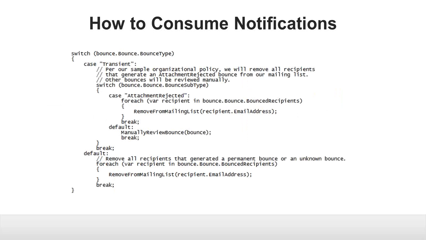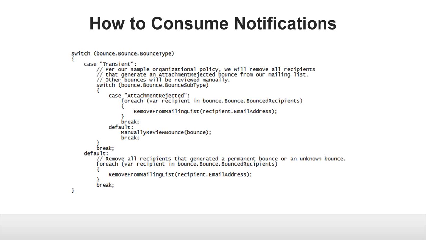I also want to quickly touch on how you should implement code for bounce handling. Amazon SES can and will add new bounce types in the future. You should try and implement your code so that new bounce subtypes will be handled safely in a default manner. The sample code on this slide always removes any recipients that generate a permanent bounce from the mailing list. For transient bounces, it is explicitly checking for the attachment rejected bounce subtype, and it removes those recipients from the mailing list.